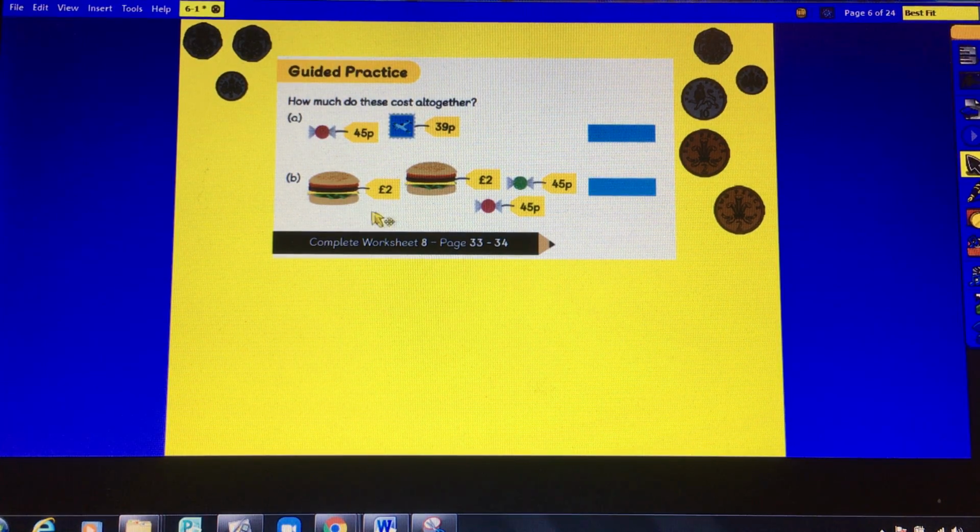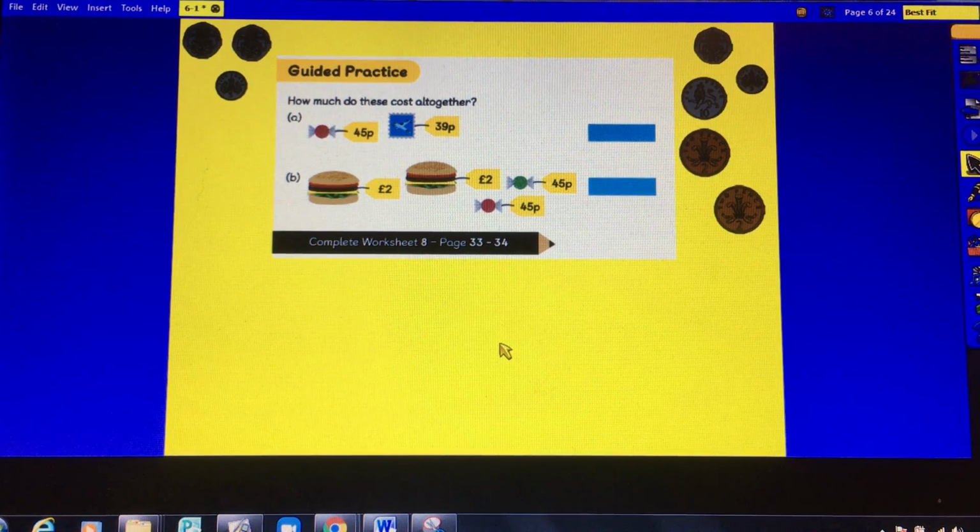And then the second question, oh goodness, this is making me hungry. 2 burgers. Don't think I could eat 2 burgers. But 2 burgers at £2 each and 2 sweeties at 45 pence each. And you've got to find the total of those 4 items.